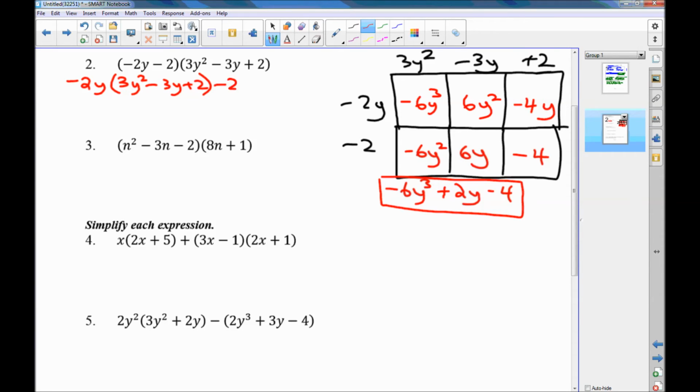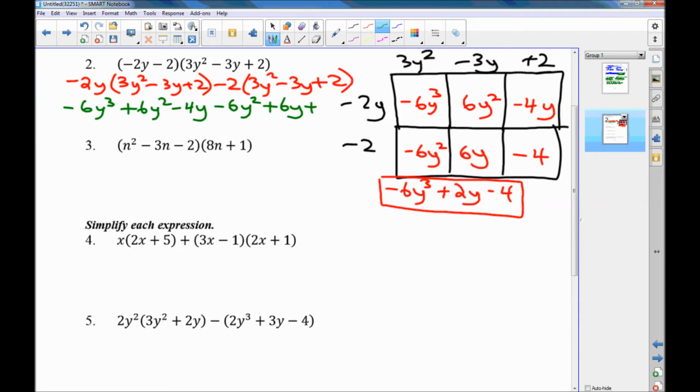And then we would distribute negative 2 to the whole second polynomial. Okay. For the first part, I get negative 6y cubed. Negative 2y times negative 3y will make positive 6y squared. Negative 2y times 2 will make negative 4y. And then we're distributing negative 2 this time, so that's negative 6y squared, positive 6y, and negative 4.